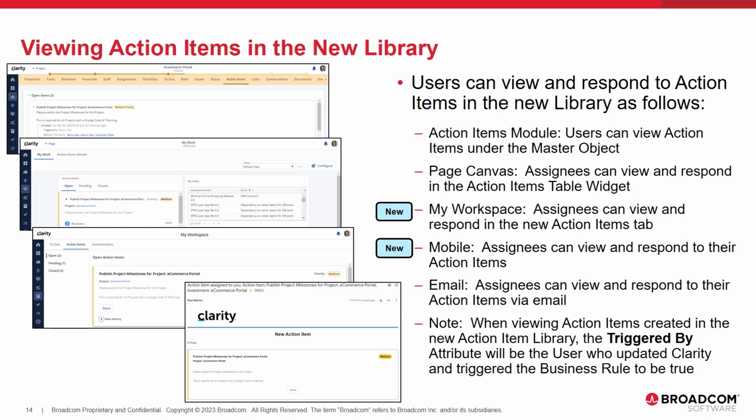When you're viewing these action items, you might notice that the triggered by is populated. And what that's going to represent here is the user who is in Clarity, who updated a value that actually triggered the business role, is going to be the name of the person who's going to be the triggered by for these new action items.